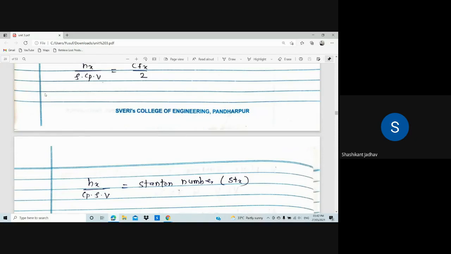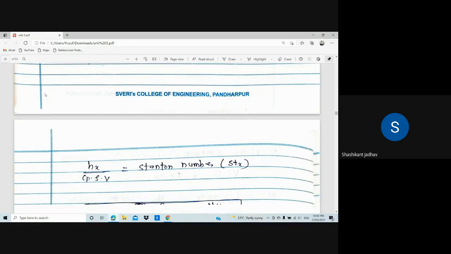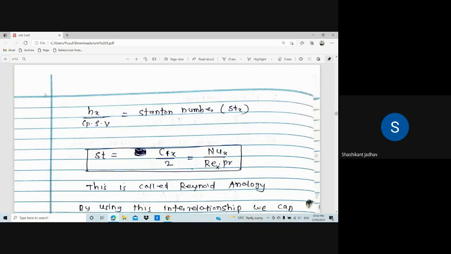आणि हा hx बाय rho इंटू cp इंटू v म्हणजेच काय असते? तर स्टॅन्टन नंबर असतो. ओके, सो hx बाय rho इंटू cp इंटू v इज नथिंग बट स्टॅन्टन नंबर and it is denoted by stx. Okay, so all of you write down hx by cp into rho into v is nothing but Stanton number. It is denoted by stx. So therefore Stanton number is equal to cfx by 2.